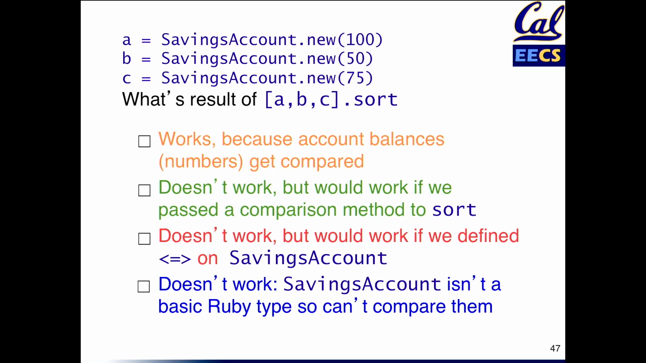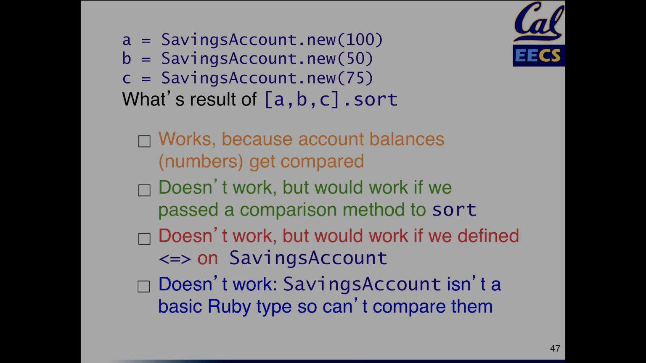Does it work because the account balances are numbers and we know how to compare them? Does it not work, but if we added a comparison method, or if we passed a comparison method to the sort method, then it would work? Do we say it doesn't work, but it would work if we define the spaceship operator for savings accounts? Or it doesn't work because since this isn't a basic Ruby type, there's no built-in way to compare them with the operator. So initial vote.